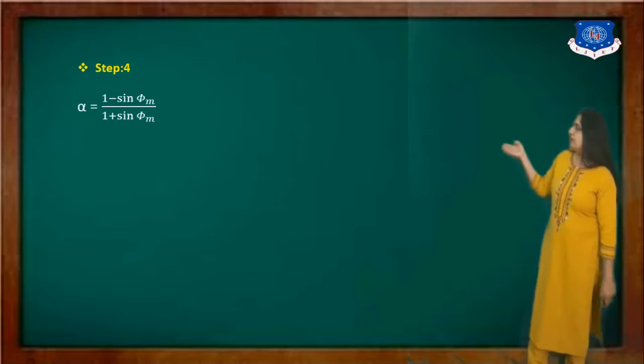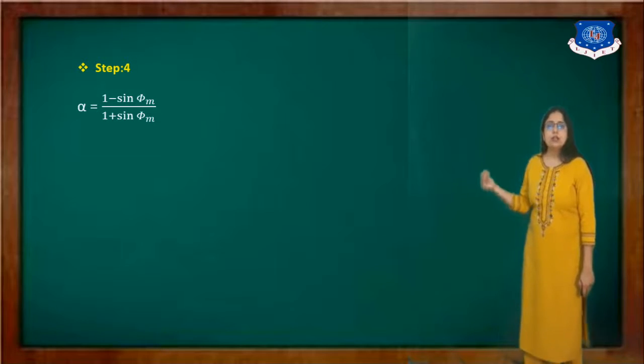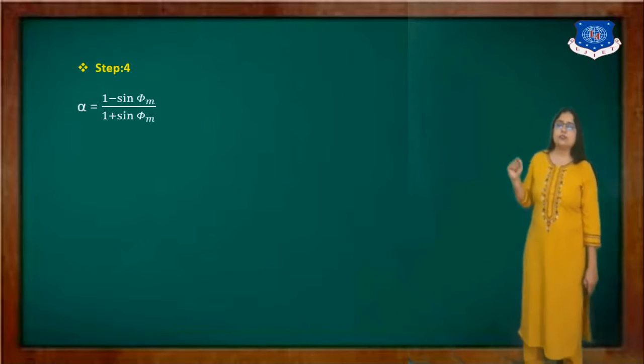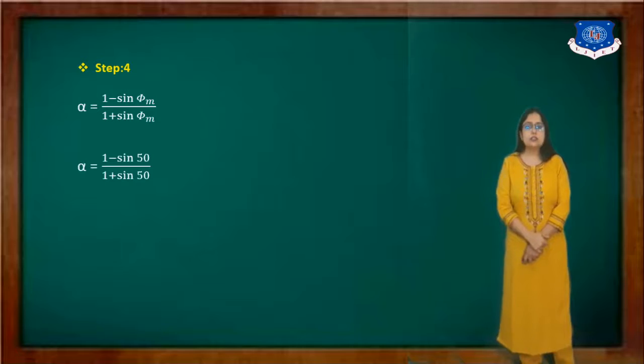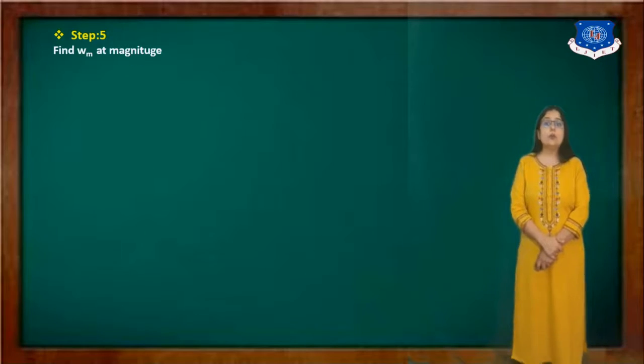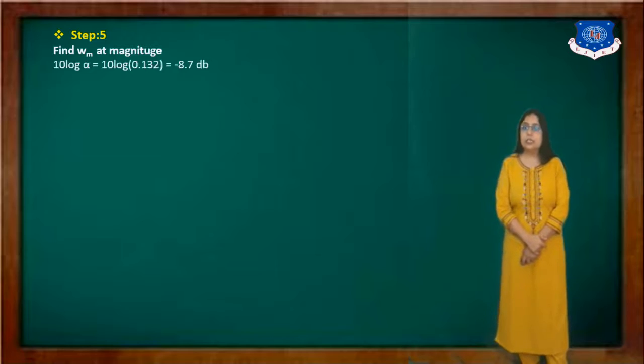The equation is alpha equals 1 minus sin phi m upon 1 plus sin phi m. Now in place of phi m, substitute 50. So what you will get is 0.132, that is alpha. Then we have to find out the omega m at the magnitude, that is 10 log of alpha. 10 log of 0.132 equals minus 8.7 dB.